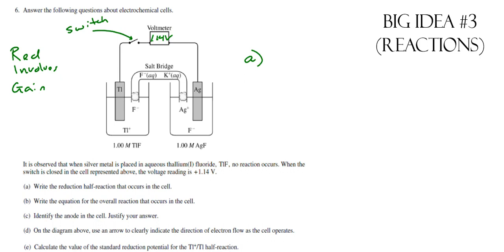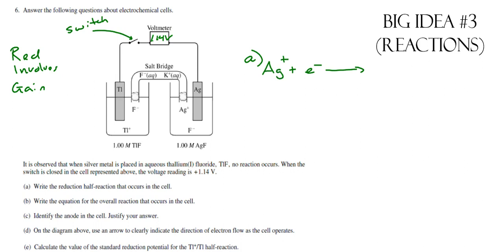I'm going to reread it one more time. It is observed that when silver metal is placed in aqueous thallium fluoride, no reaction occurs. When the switch is closed, the cell represented above gives the voltage reading. They don't tell me exactly the direction, but I'm going to guess that the silver is what we're trying to plate, so we're trying to make silver. So we're going to gain. What side are my electrons on when I gain, left or right? Left. So that means I would need this.